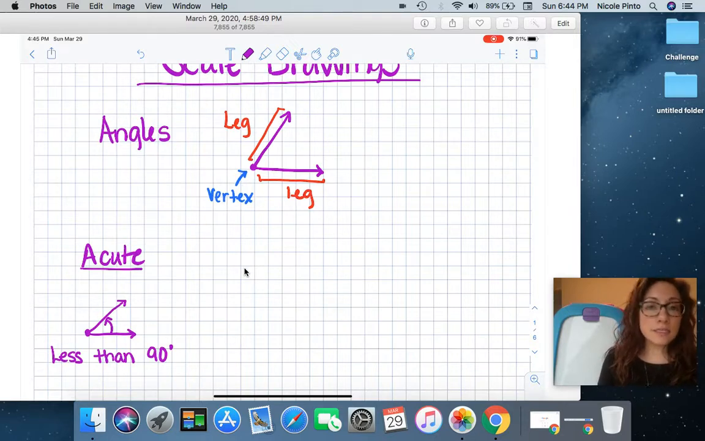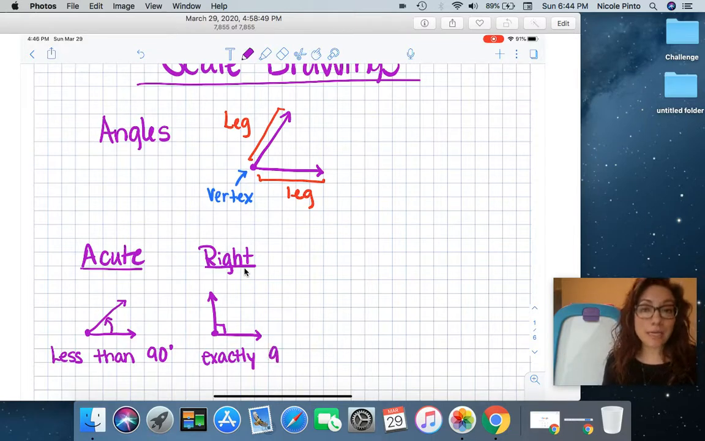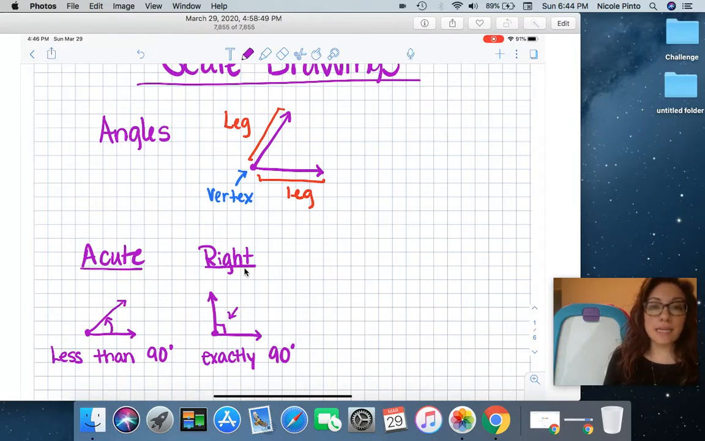The next name that we could use to classify these angles is called a right angle. Now, all of you should know what a right angle is. Okay, if not, here's a picture of a right angle. And what's special about this one? If you are thinking that it measures exactly 90 degrees, you are correct. Okay, your right angle measures exactly 90 degrees. And we have that little square that shows us right there that it's 90 degrees.